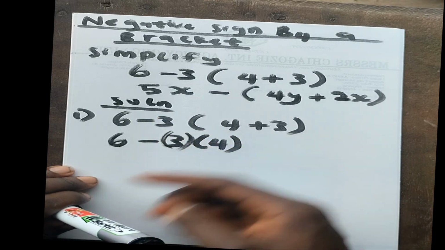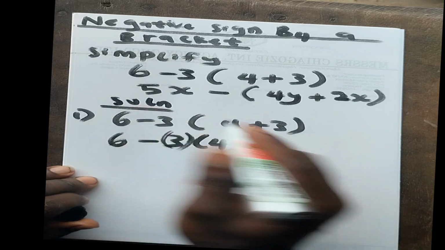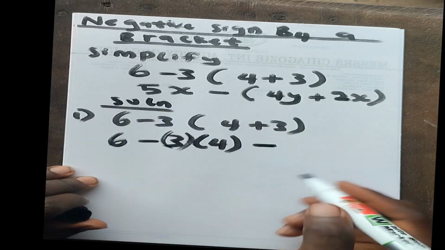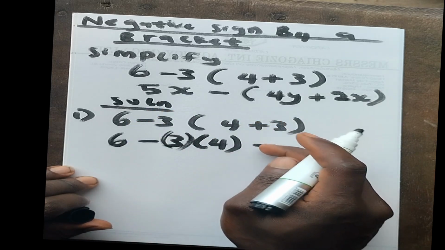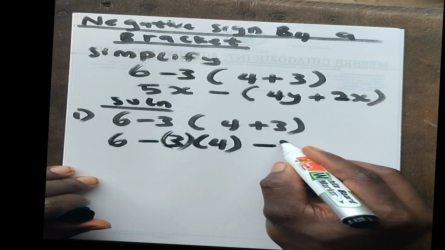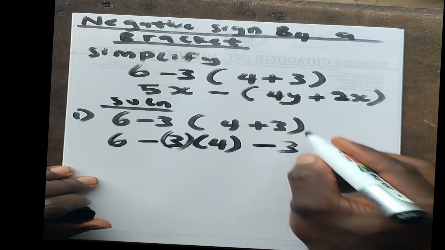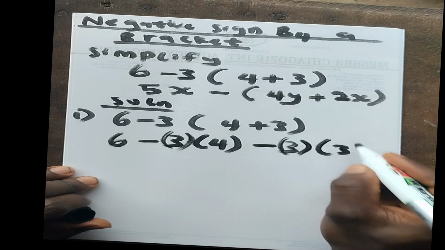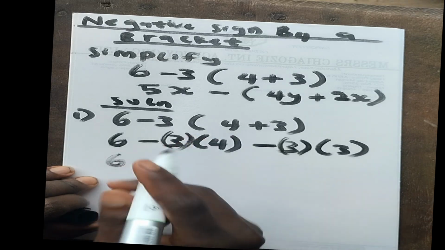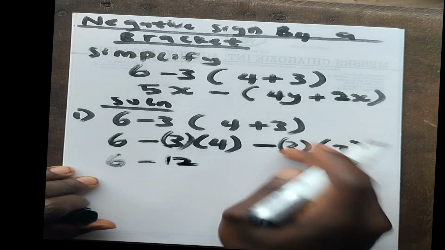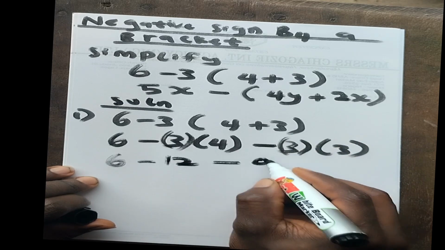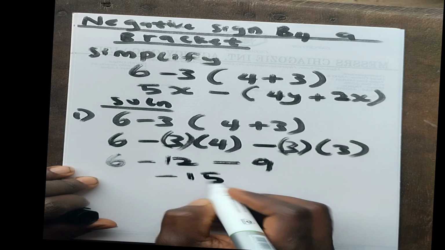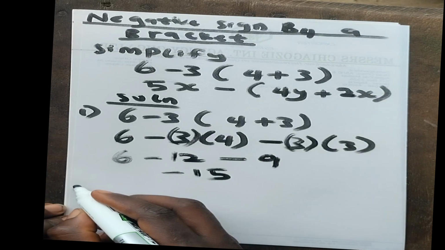So 6 minus bracket 3. This sign has to change because of this negative sign. If it's positive, the sign remains the same, but since there's a minus, it has to change to minus. So this becomes 6, 3 times 4 is 12, 6 minus 12, and 3 times 3 is 9. 6 minus 12 is minus 6, minus 9 is minus 15.